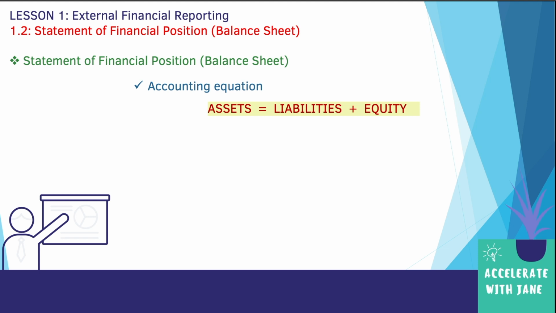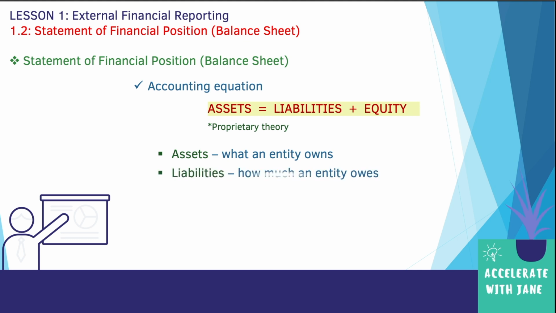For liabilities, for example, we have trade accounts payable, salaries payable, income tax payable, loans payable, and so on. For equity, it includes the share capital or the investment of the owners and the accumulated retained earnings. So take note, this equation is also based on the proprietary theory. In layman's terms, assets simply means what an entity owns. Liabilities means how much an entity owes. Equity means the amount invested in the business by the business owners.